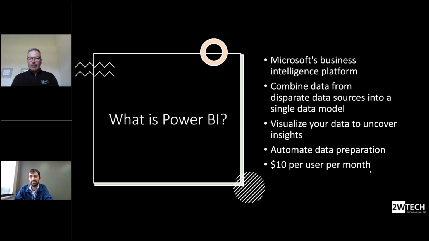Oftentimes we'll see siloed report building across departments, where different metrics, or the same metric, is calculated in different ways depending on who's doing the analysis or pulling the different sets of data to calculate the same number. And when you meet together, all of a sudden everybody's got a slightly different number. So it leads to a little bit more consistency and accuracy across your key metrics.